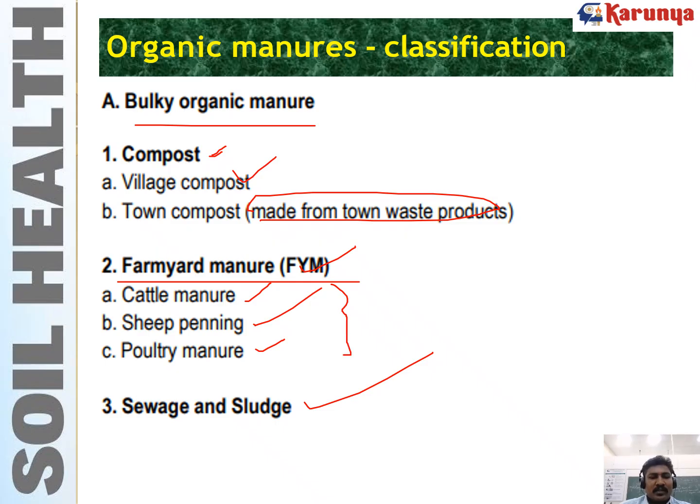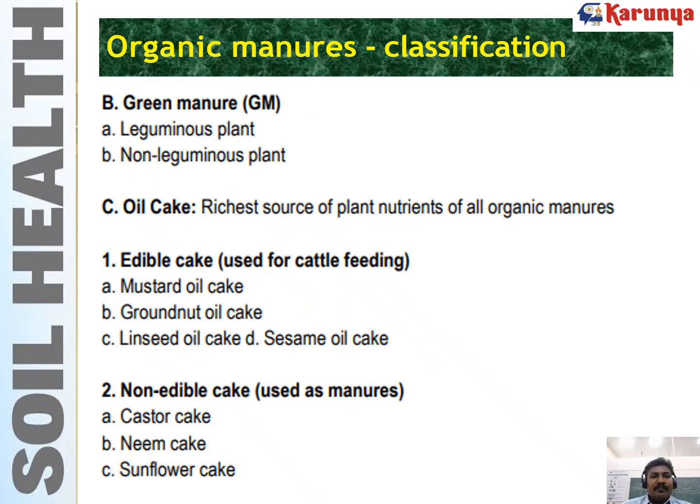Cow dung is a main source for farmyard manure. Sewage sludge and town waste can also be converted, after eliminating the unnecessary heavy metals, so that we can use these three as major bulky organic manure. And green manure is another type coming under bulky organic manure.